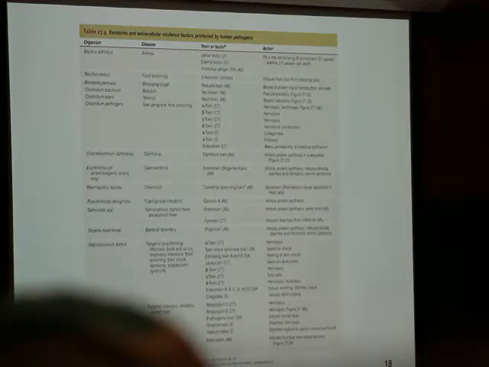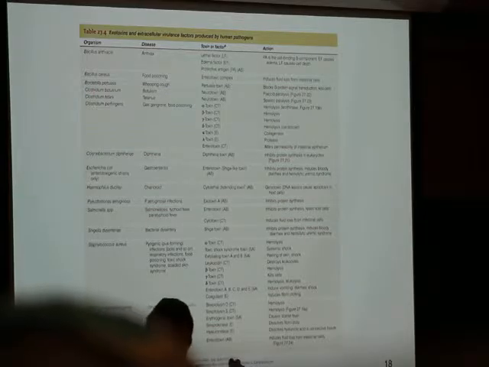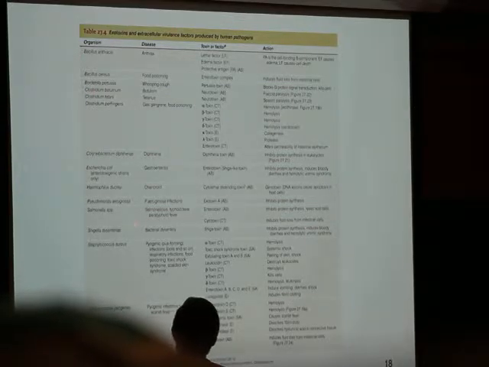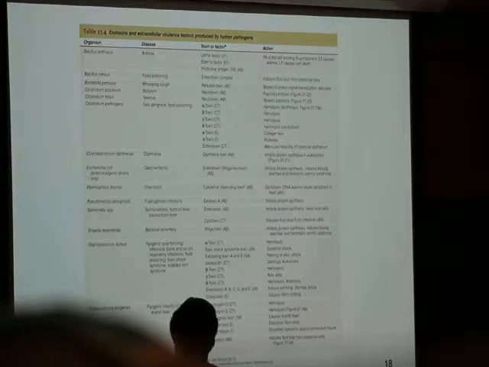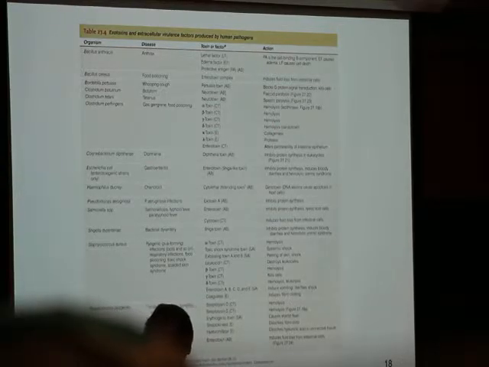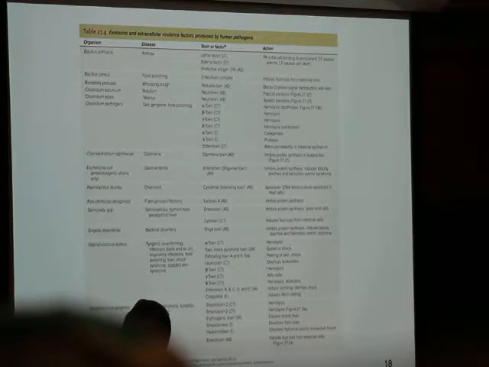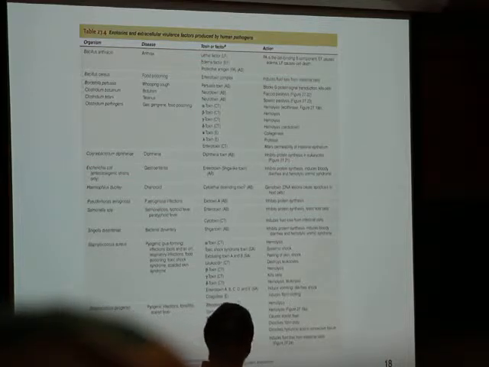So this is just an example of a variety of organisms, a variety of diseases, and I talked to you about a few of them, and a variety of types of toxins and the kinds of actions they cause. So you're responsible for the ones we've talked about, but you can see some of the other classic things like whooping cough, caused by Bordetella pertussis.